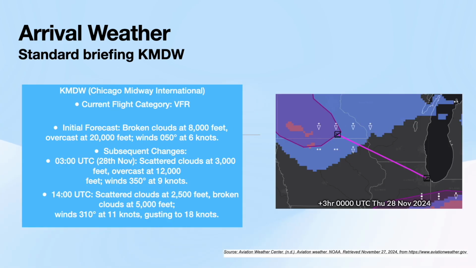For the TAF, the initial forecast, which includes our flight time, broken clouds at 8,000 feet, overcast at 20,000 feet, winds 050 at 6 knots.